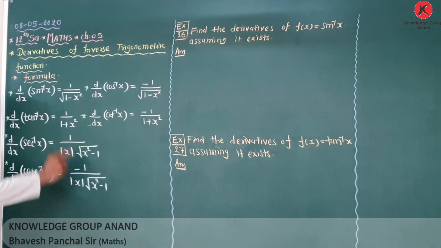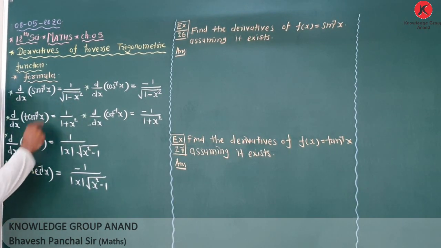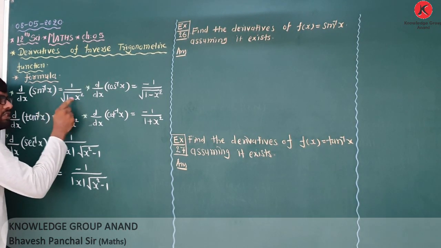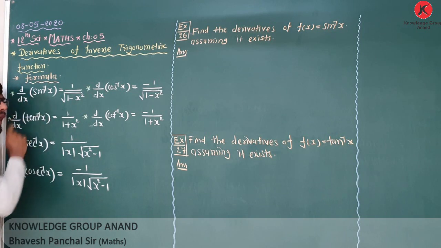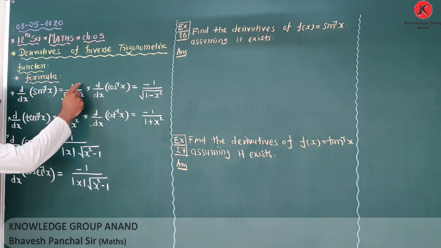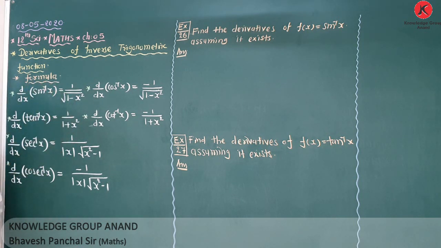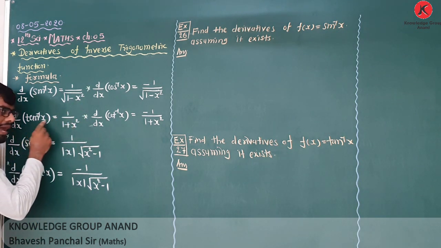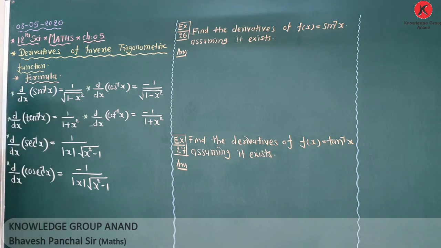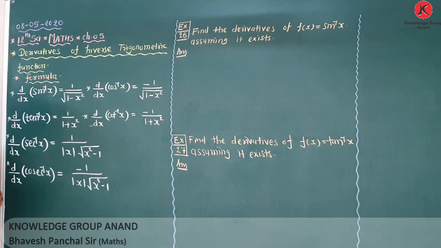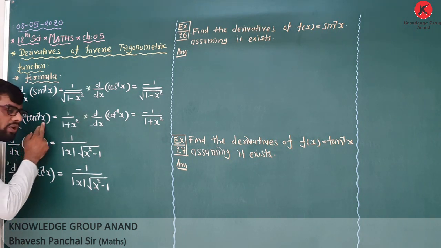कैसे? तो d upon dx of sin inverse x, the formula is 1 upon under root 1 minus square of this value, into the derivative of this value with respect to x, that is 1. That's why the formula is 1 upon under root 1 minus x square. Same way, derivative of tan inverse x is 1 upon 1 plus square of this value into derivative of this value with respect to x. But here this value is x, then derivative of x with respect to x is 1.